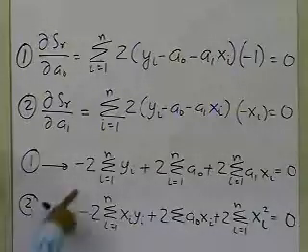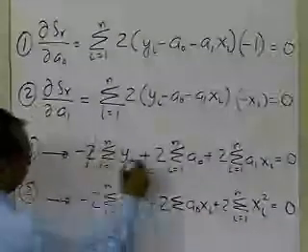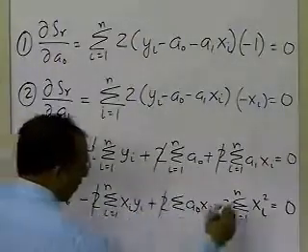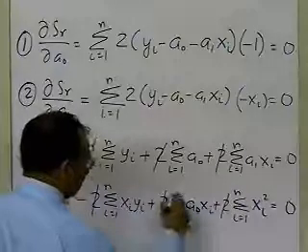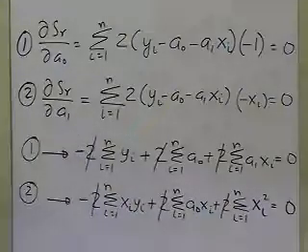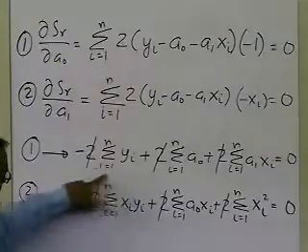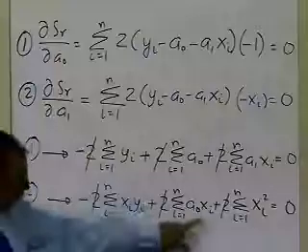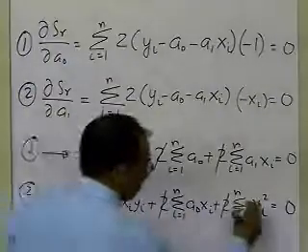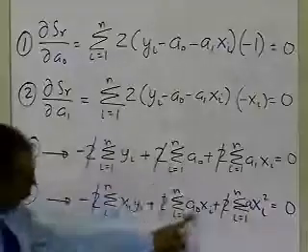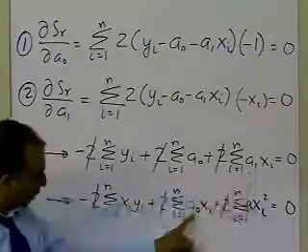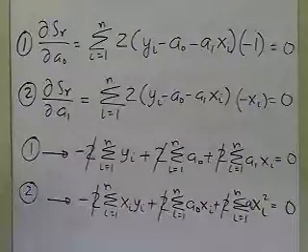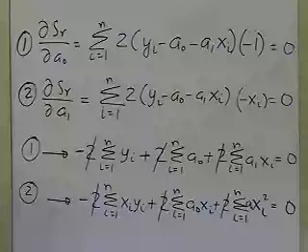Now I can see that 2 is common here, so I can divide both sides by 2. Since this is a known quantity, and this is also a known quantity, but a0 and a1 are not known, I'm going to keep those on the left-hand side of my equations, and I will transfer the known quantities to the right-hand side of the equations.